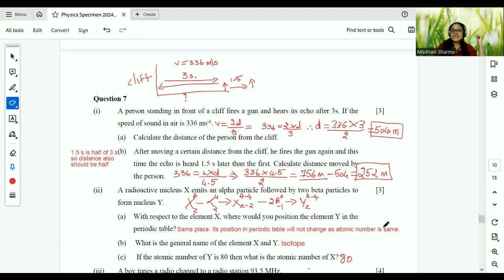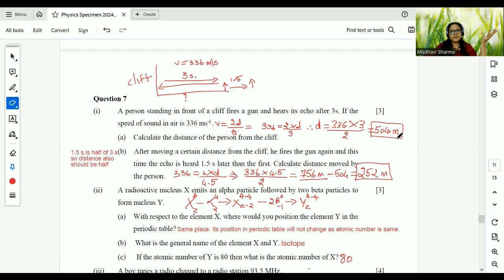Okay, question number 7. A person standing in front of a cliff fires a gun and hears an echo after 3 seconds. So time is 3 seconds, echo. I've drawn the diagram. Cliff is here, person standing is here, and going and coming is 3 seconds. Velocity is 336 meters per second. Calculate the distance. We all know for an echo, velocity is 2d upon t. That distance is 504 meters.